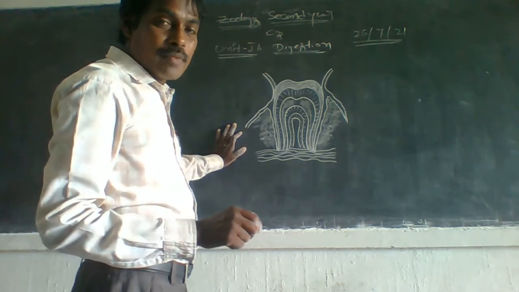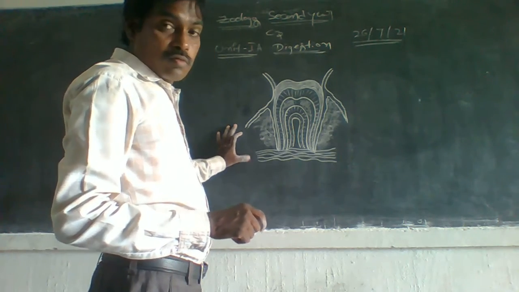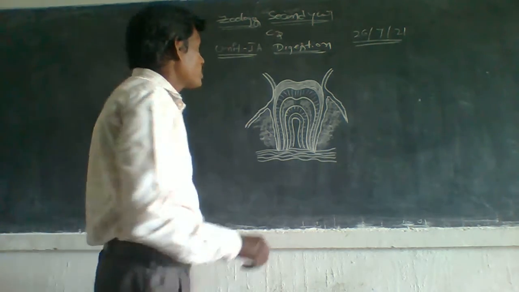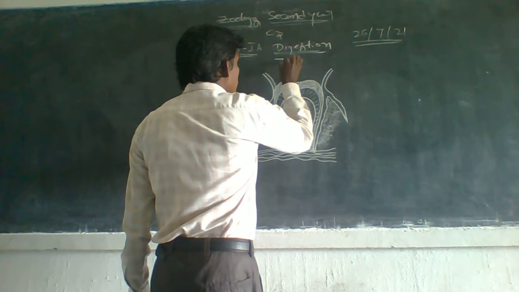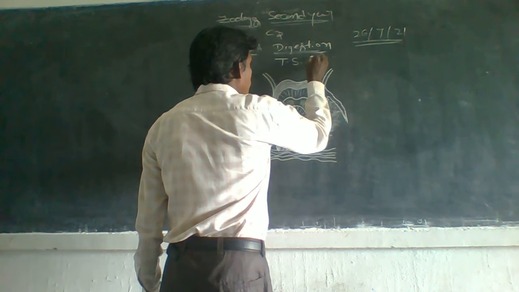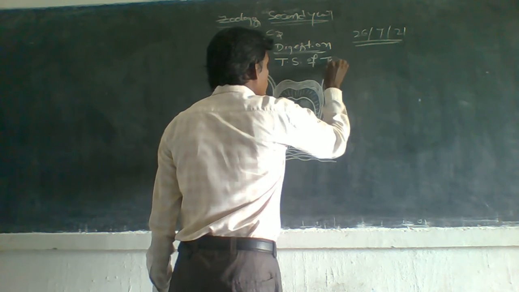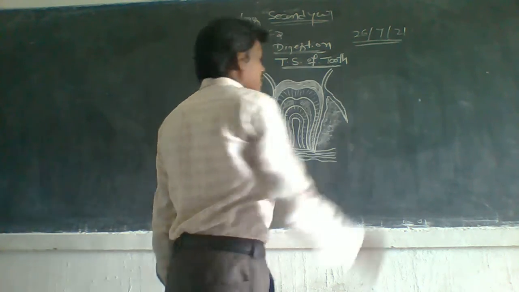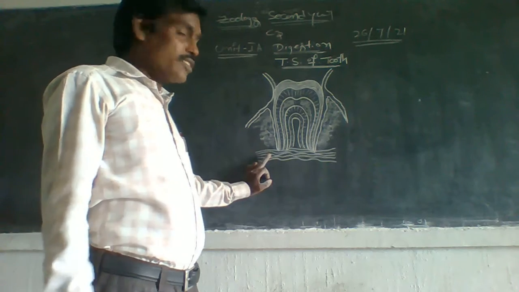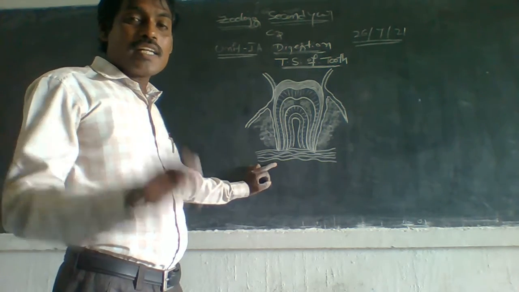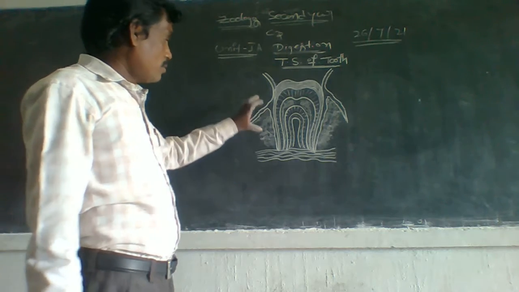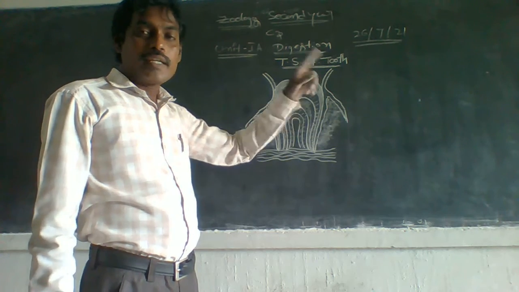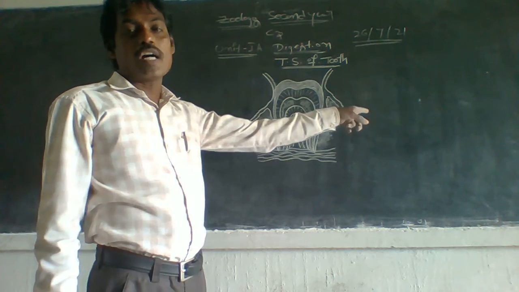This is the diagrammatic view. What is this diagram? TS of tooth. Okay. This is the diagrammatic view. Next, label the diagram. The diagrammatic view is only 2 marks. Next, label the diagram, 2 marks.